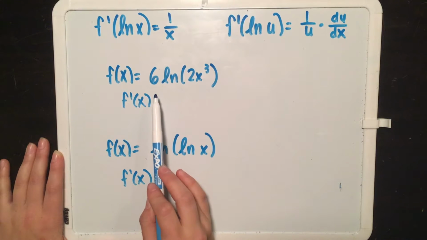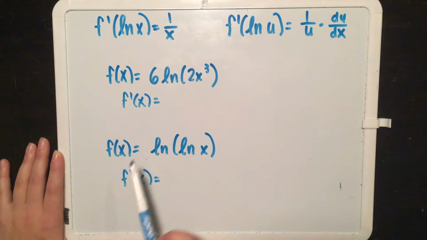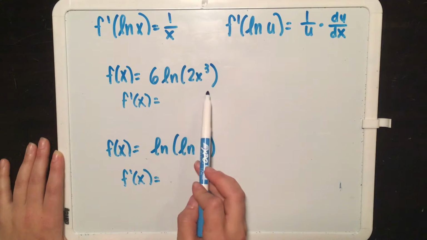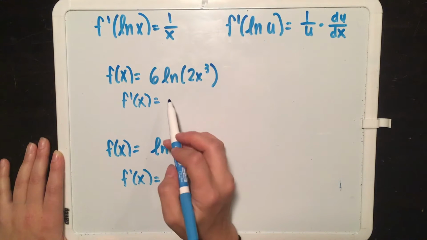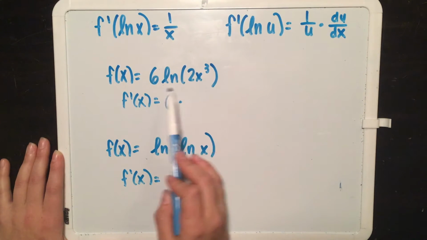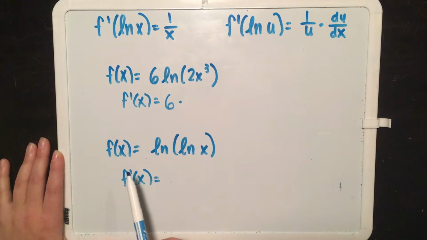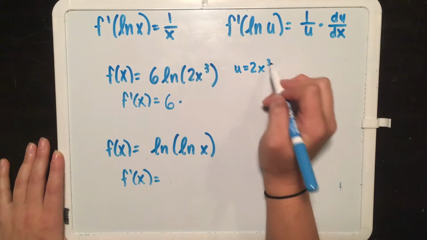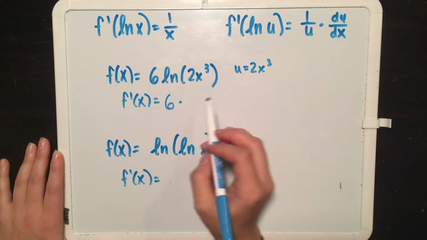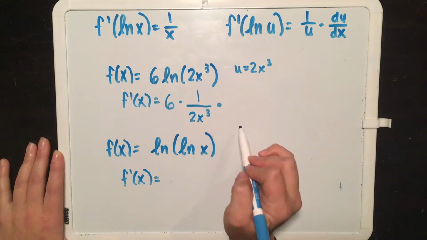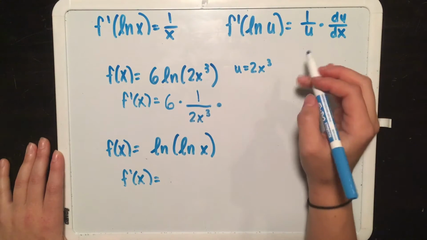Our first example here is 6 ln of 2x to the third. When we take the derivative of this function, we're focusing on this natural log part, but the 6 just gets carried down in the derivative because it's a constant. So we're going to multiply that by the derivative of natural log of 2x to the third. Since this is our u, since it's inside the natural log, we write 1 over u, 1 over 2x to the third, and then we have to multiply by the derivative of 2x to the third.